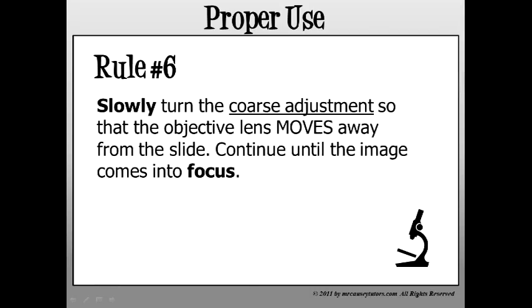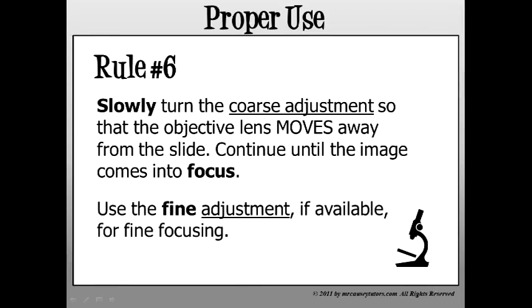Slowly turn the coarse adjustment so that the objective lens moves away from the slide or the stage moves up, depending on the type of microscope you have. Continue until the image comes into focus. Once it's in focus, use the fine adjustment, if you have one, for focusing. And this will get it even clearer and in better focus.